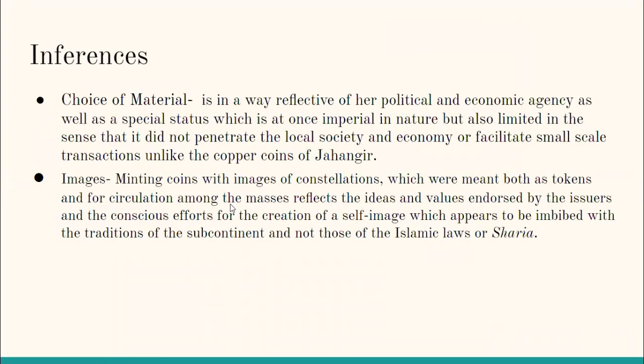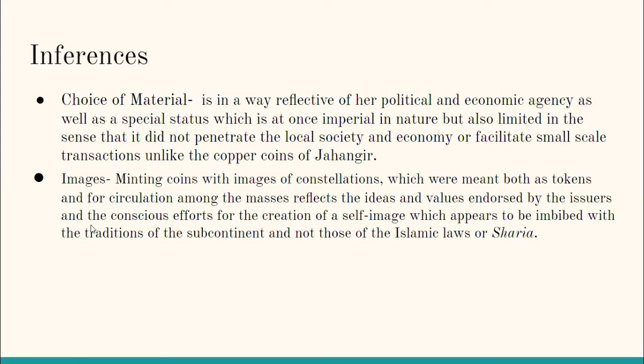Now, what inferences can we draw from the points that I have discussed above? By looking at the choice of material, that is gold and silver and not copper, it is in a way reflective of a political and economic agency, as well as a special status which is at once imperial in nature, but also limited in the sense that it did not penetrate the local society and economy or facilitate small-scale transactions, unlike the copper coins of Jahangir. Jahangir has his name on gold, copper and silver coins. However, Nur Jahan's coins are restricted only to gold and silver coins.